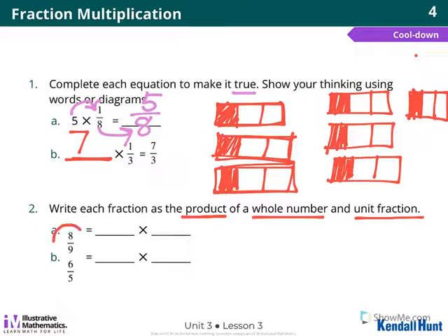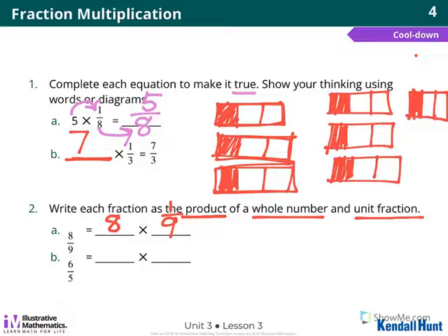So if I look at A, I have 8/9 equals. So 8/9 is my value or product. So what whole number times what unit fraction is 8/9? Well, I know that's literally 1/9 8 times. Because 8 times 1/9 will give me 8/9.